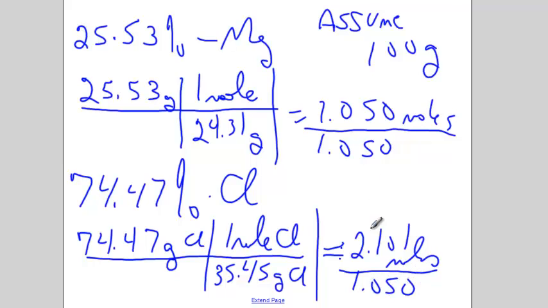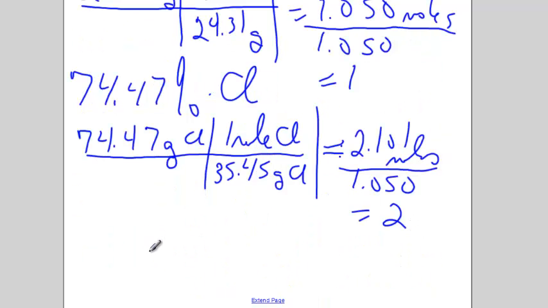Okay, so I'm dividing both. Remember, in math, I can do anything I want as long as I do it to both things. I'm going to divide by the smaller one. This guy is clearly 1. 2.101 divided by 1.050 is, in fact, 2. And oh, look, I get my MgCl2 formula back. 1 to 2 ratio. And that's exactly right.